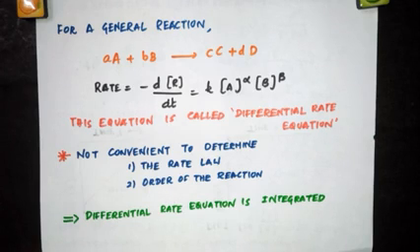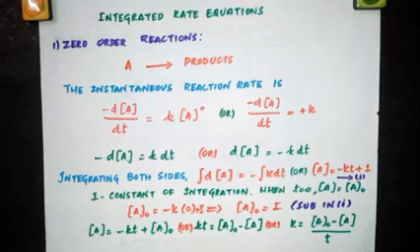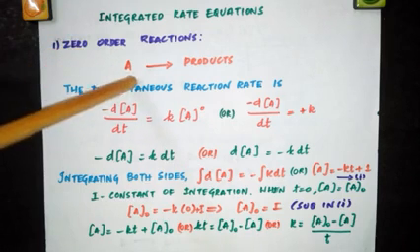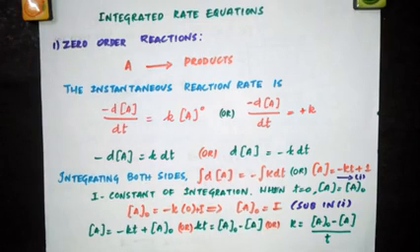So the integrated rate equations are different for reactions of different order. In this video we are going to derive the integrated rate equation for zero and first order reactions. Let's start with zero order reaction. Let's take a reaction A giving products.